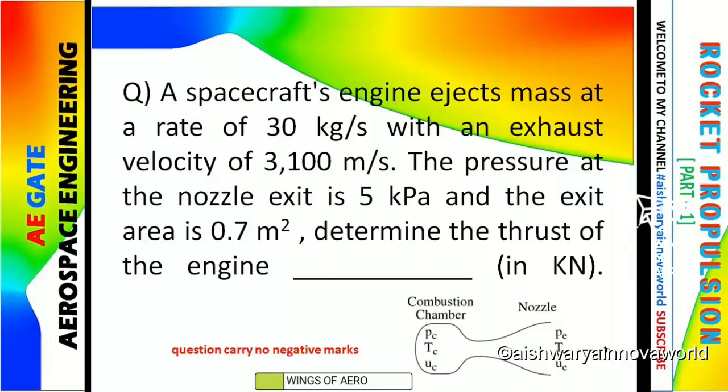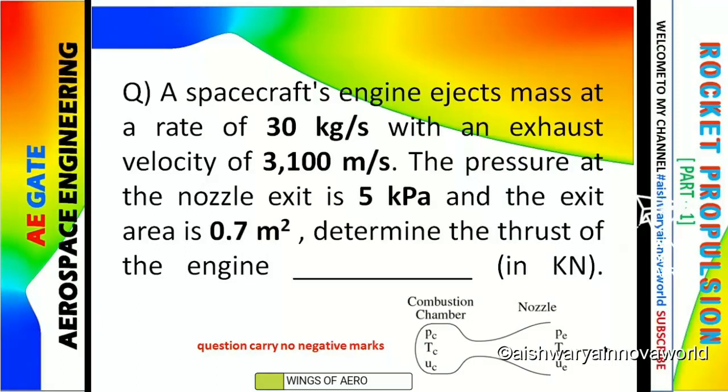Now I will go for the problems. First, focus on the first problem. A spacecraft's engine ejects mass at a rate of 30 kg per second with an exhaust velocity of 3100 meter per second. The pressure at the nozzle exit is 5 kilopascal and the exit area is 0.7 meter square. Determine the thrust of the engine in kilonewton. See, this question carries 2 marks, and since there is no option, there is no negative mark.